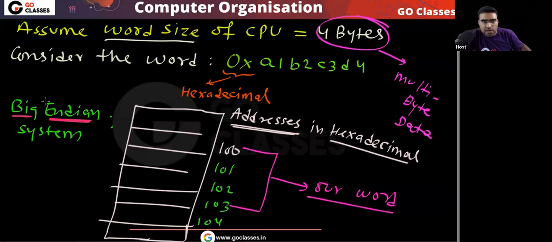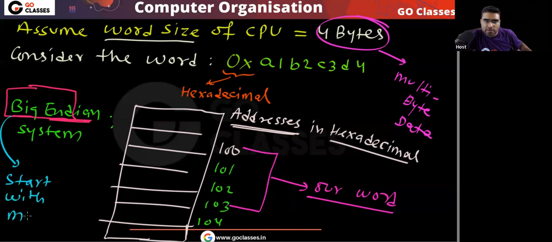So what we will do in the big Endian system, we will start with the big end. And what is the big end? You can see big end means most significant byte. Okay. Yes or no? So start with the most significant byte.